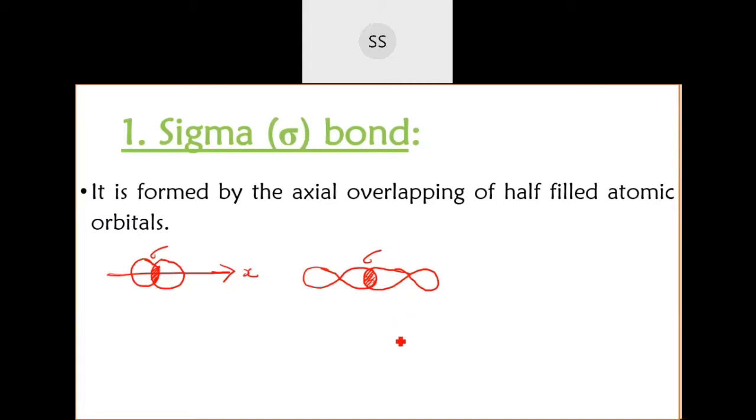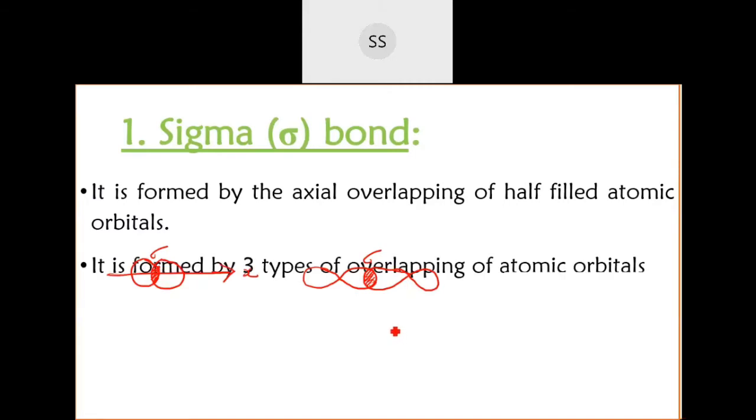In the sigma bond, we have three different categories. Different types of sigma bond are formed. There are three types of overlapping of atomic orbitals. So in the sigma bond category, there are three types of overlapping. We will discuss all three with examples. So you can take down now.